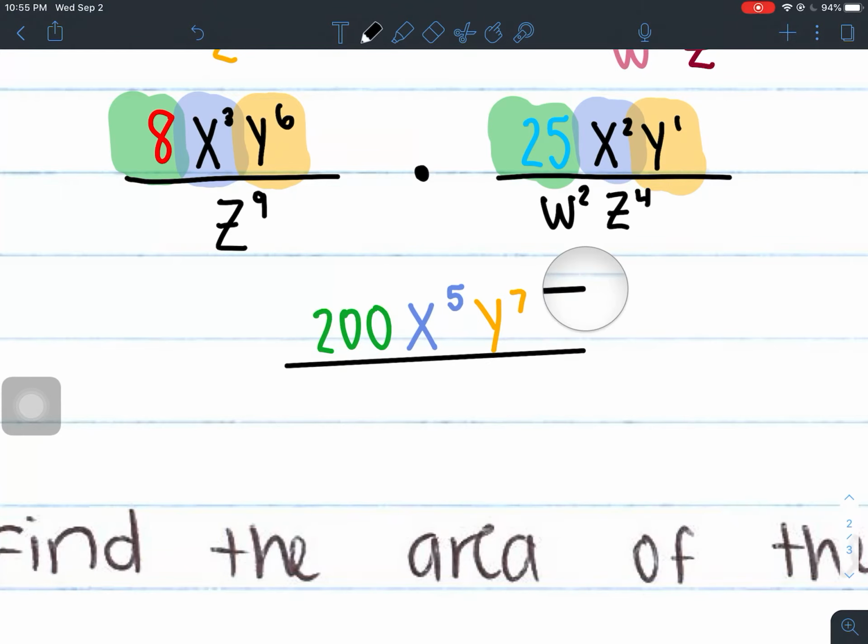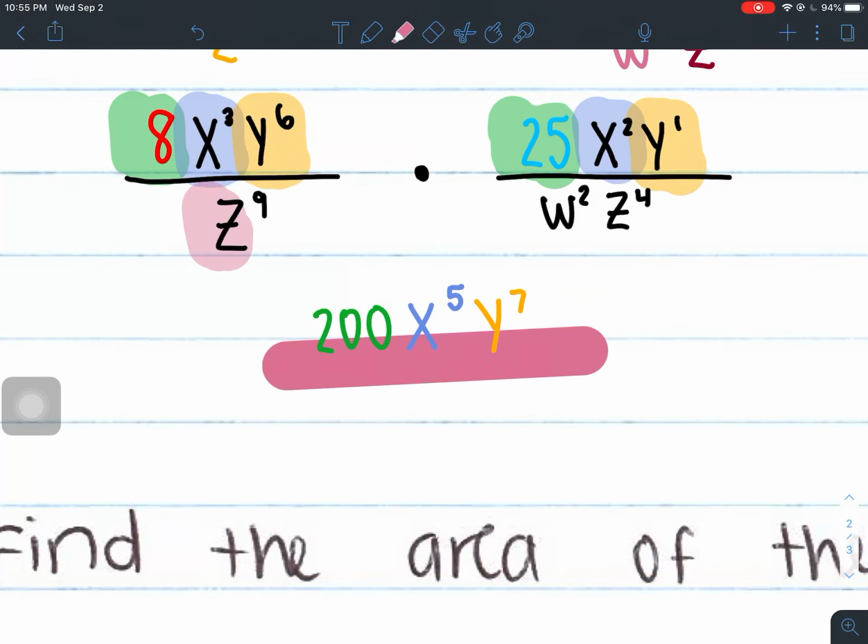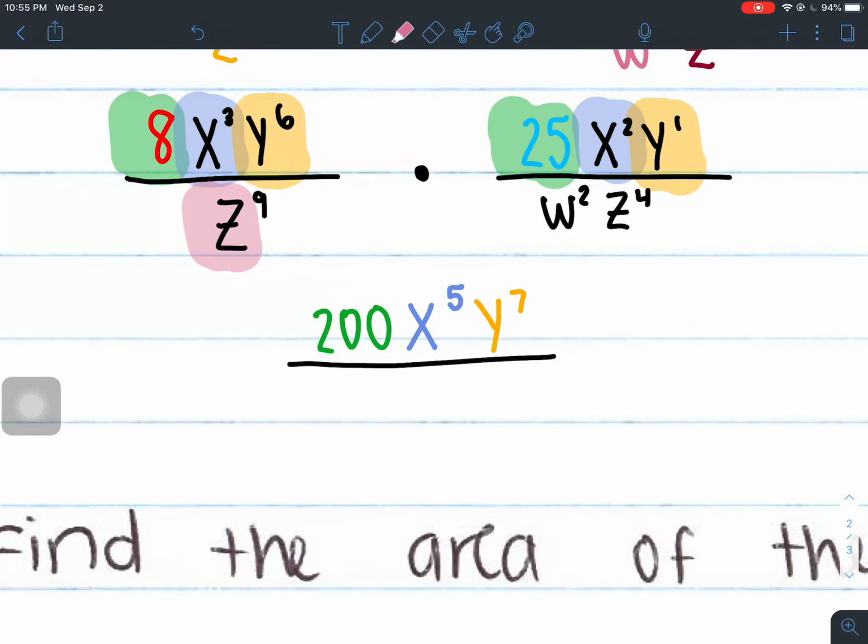And then I will look in the denominator, see if there's any like bases here, which I do have, right? I'm going to go ahead and let's use pink. So I have z. Okay, I have z over here, z to the 9th. And then I also have another base of z in the denominator over here. So I want to go ahead and combine those together. Well, z to the 9th and z to the 4th, I'm multiplying the z's together, but the shortcut is I would add those exponents. So 9 plus 4 is 13.